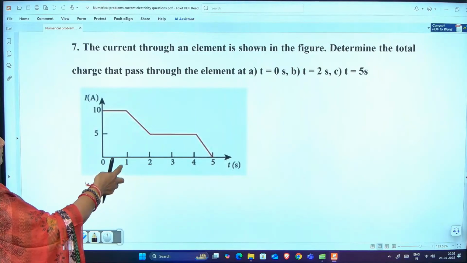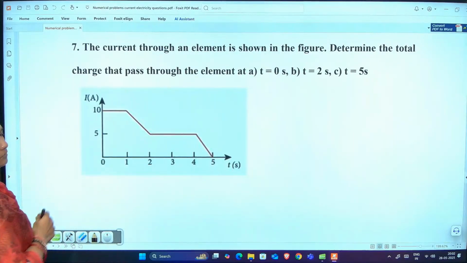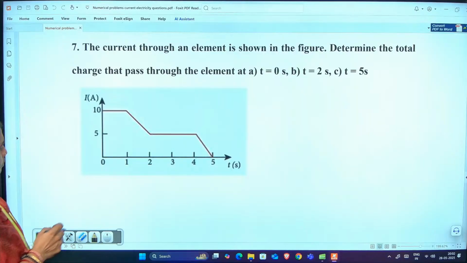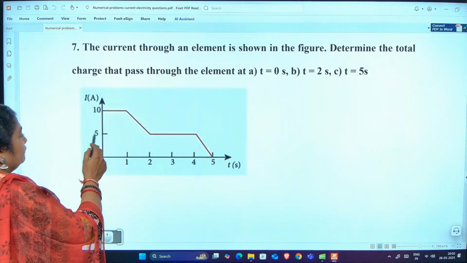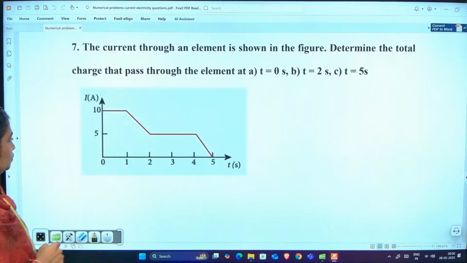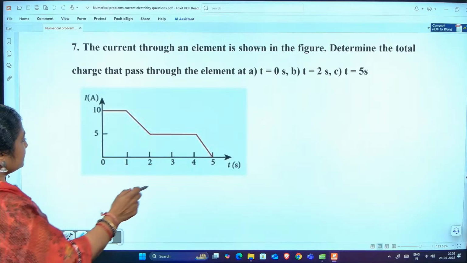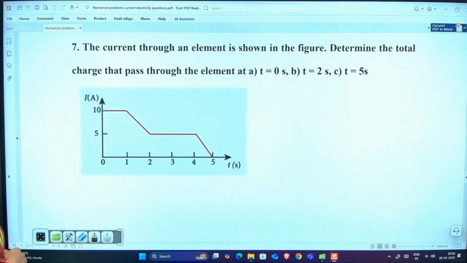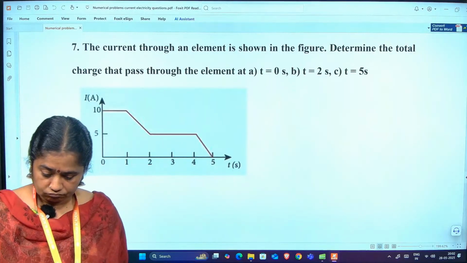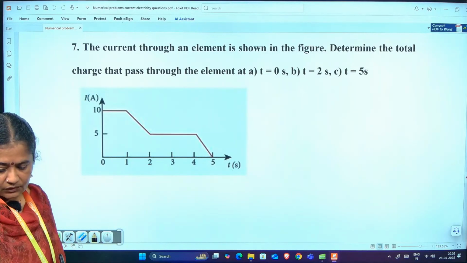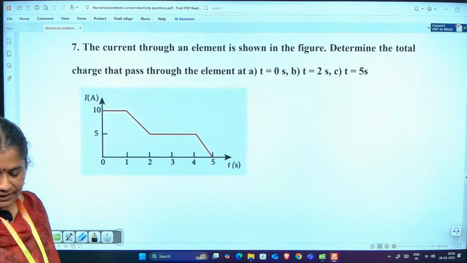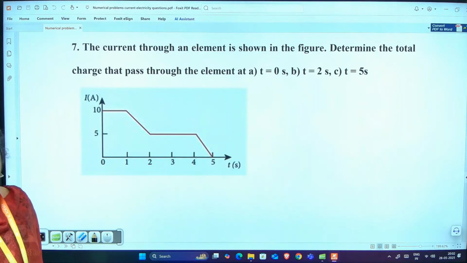Then second case, what is the value of I? 5 ampere for a time t equal to 2 seconds. So Q is equal to I into T. 5 into 2, 10 coulombs. And then third case, t equal to 5 seconds. I is equal to 0. So Q is equal to 0. So first case 0 coulomb, second case 10 coulombs, and third case 0 coulomb.